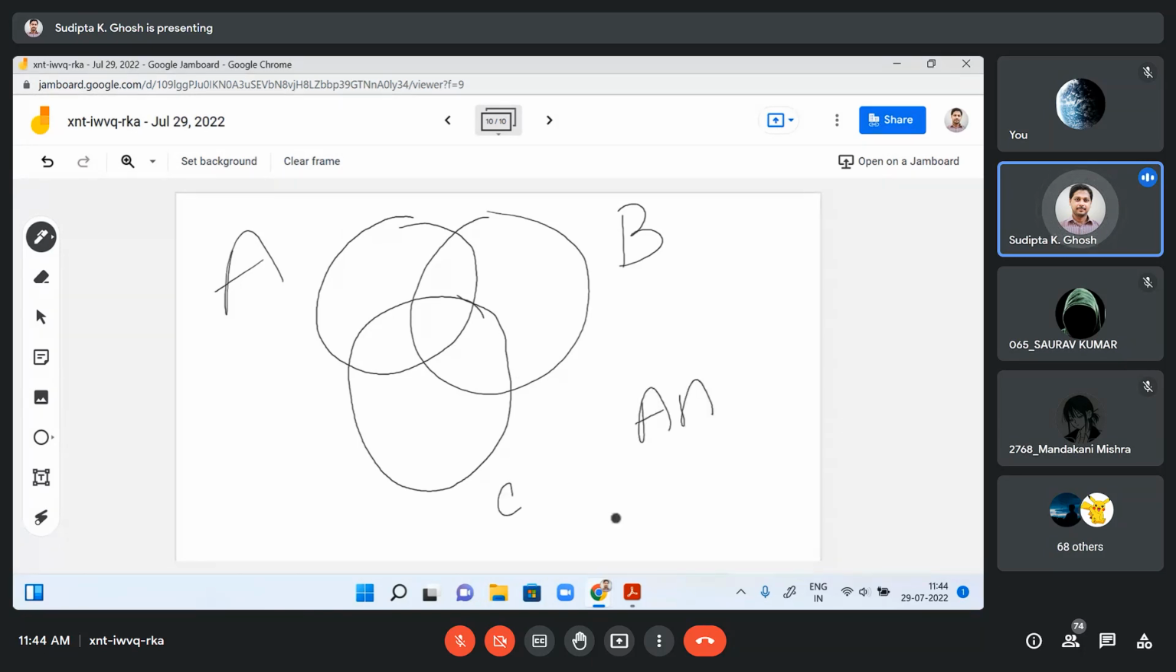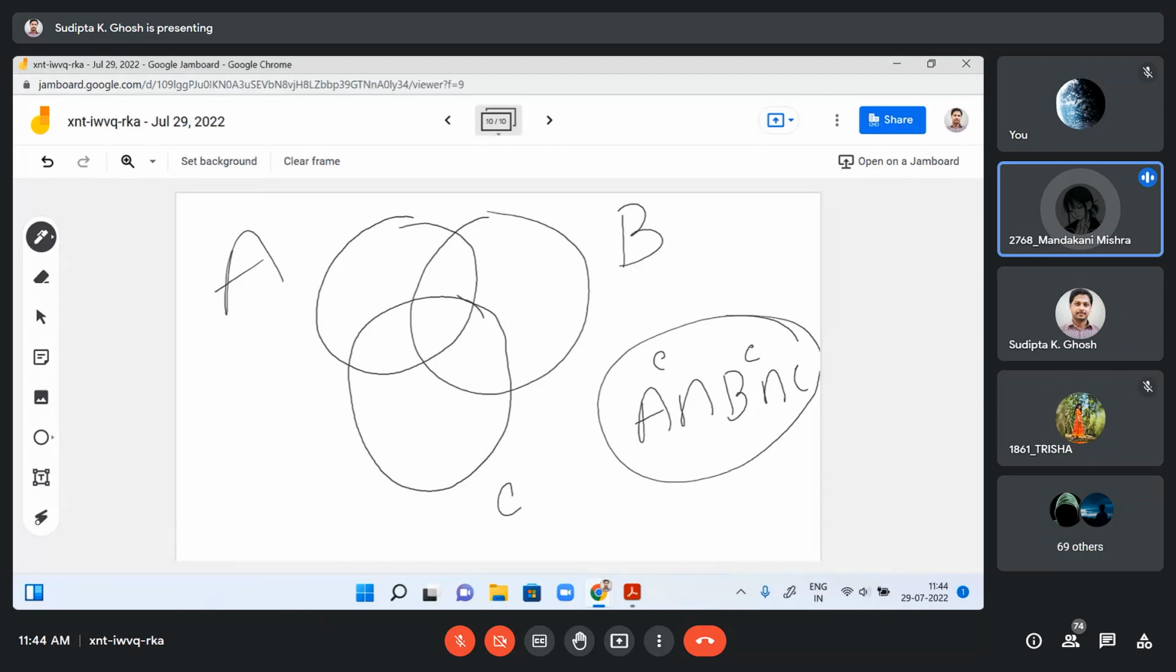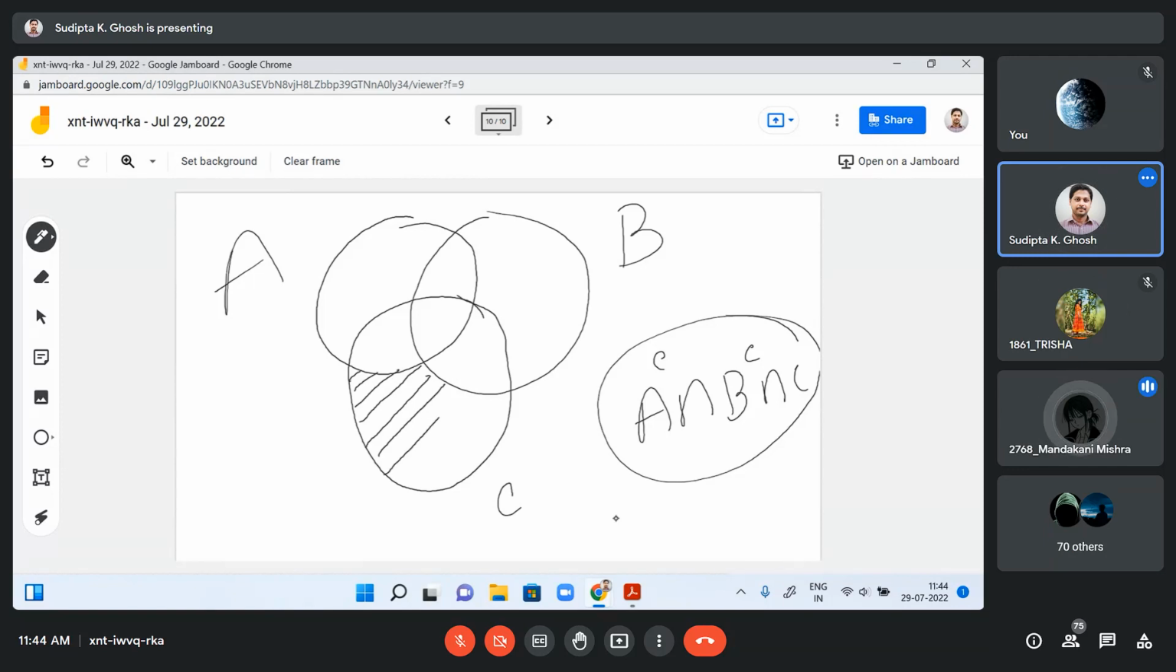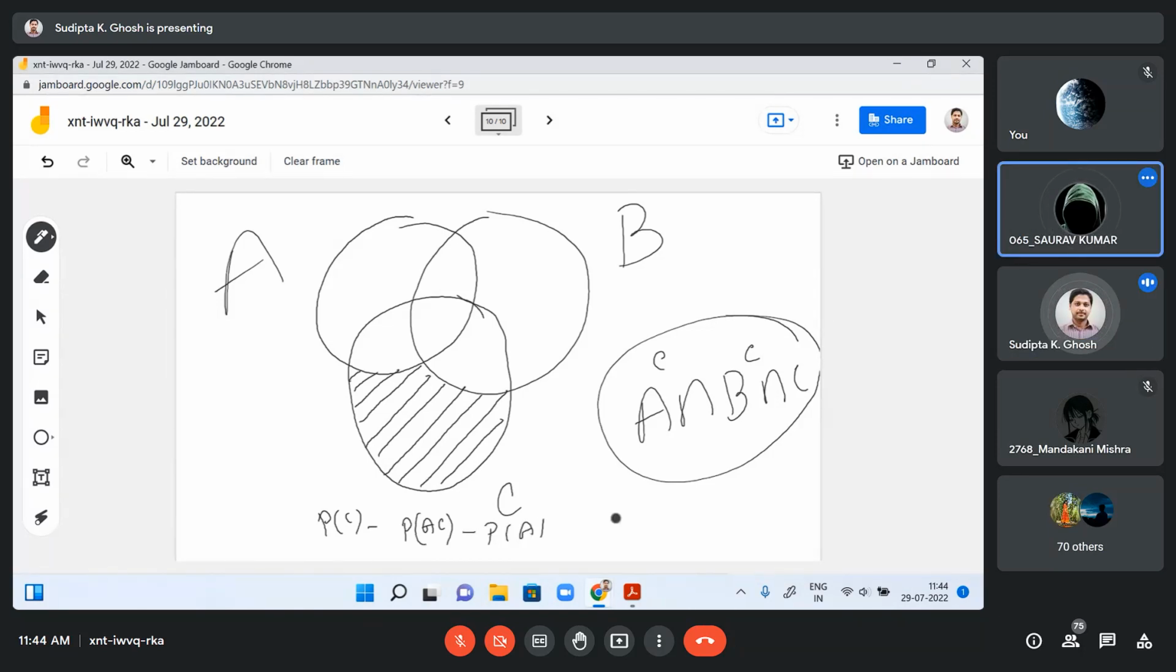Can you tell me A complement intersection B complement intersection C? What is my region? I have done this previously. Tell me, anyone? The lower portion of the C. Am I correct? I have done this in the last class, I think. Yes, sir. This is the portion. What does it come to? I can write it as probability of C minus probability of AC, probability of BC, plus probability of ABC. Am I correct? Yes, sir.